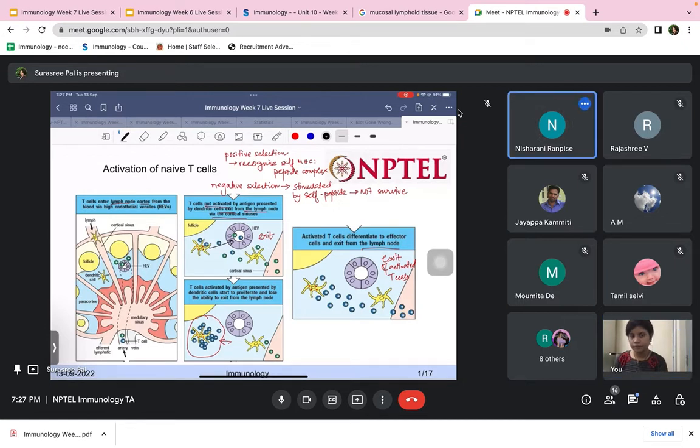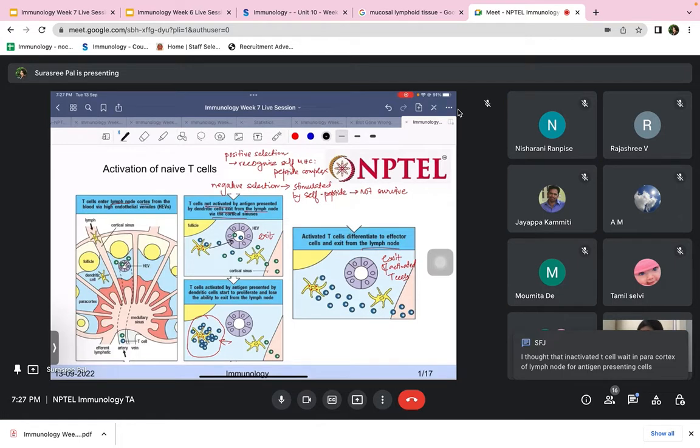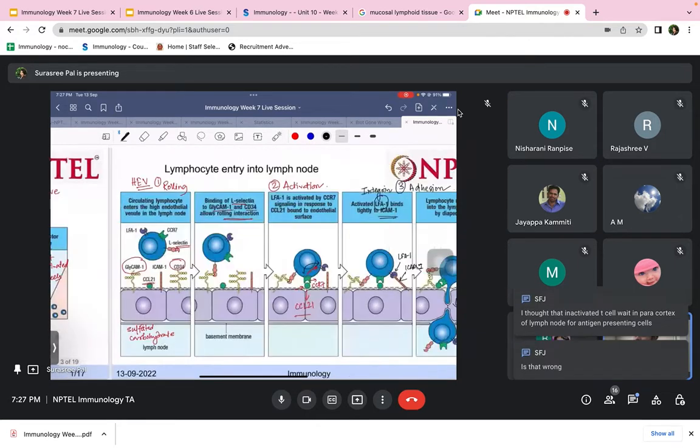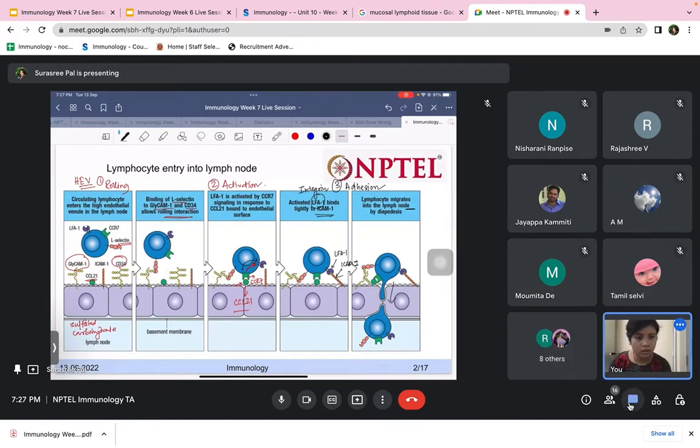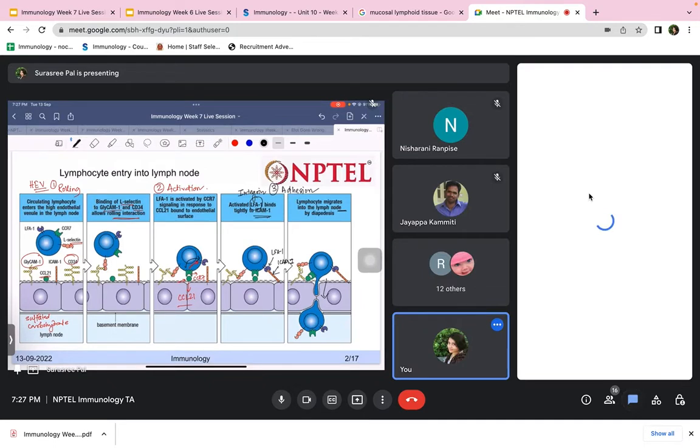Yeah, right. Thank you. Okay, all right. So this is how the lymphocytes are entering into the lymph node. One minute, let me just check the message.